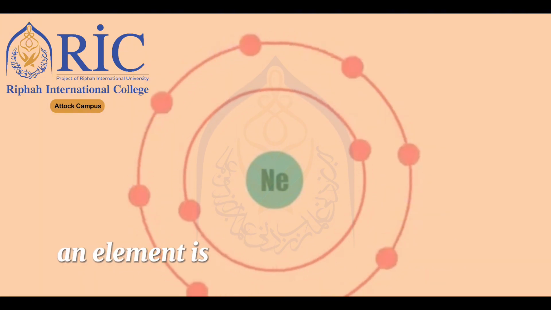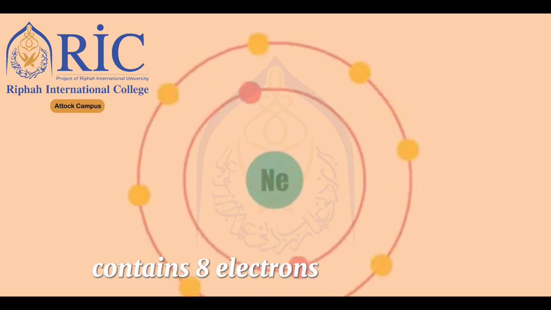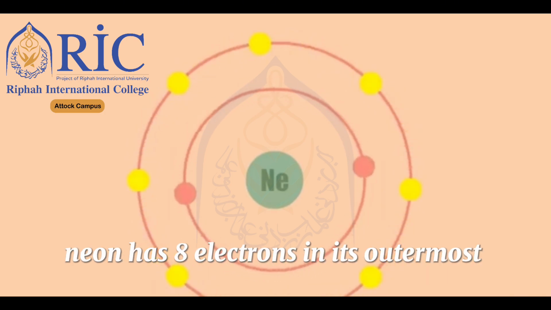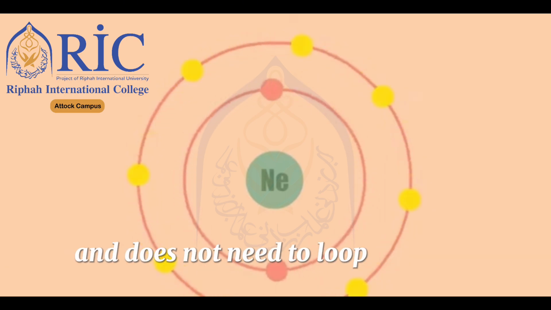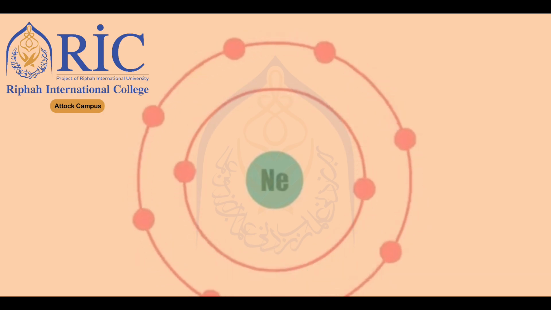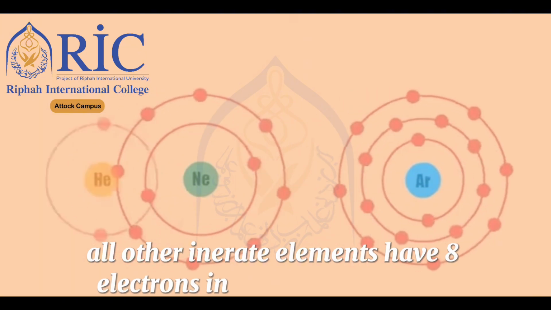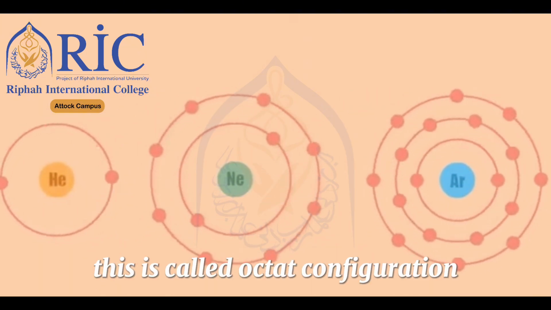An element is stable if its valence shell or outermost orbit contains 8 electrons. For example, neon has 8 electrons in its outermost orbit, which is a stable electronic configuration, and does not need to lose or gain electrons like sodium or chlorine. Similarly, all other inert elements have 8 electrons in the outermost orbit. This is called octet configuration.